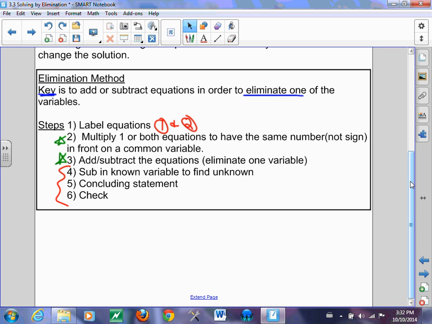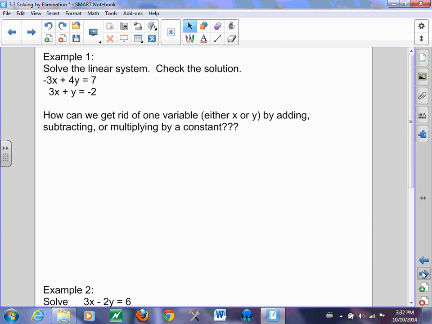Okay. All right. Let's take a look, ladies and gentlemen, at our first example. Okay. So example 1, solve the linear system and to check it. Okay. So the first thing we can do is label equations 1 and 2. Okay. Notice, ladies and gentlemen, they're lined up.